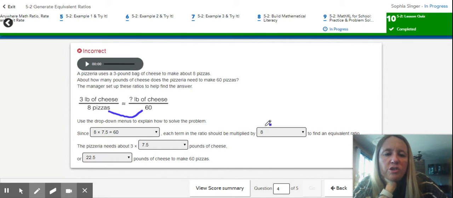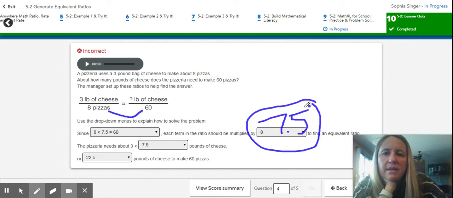So each ratio should be multiplied by 7.5 in order to get the ratio. The pizzeria needs about 3 times 7.5, which gives you 22.5. So this is the only part where you made the mistake there.